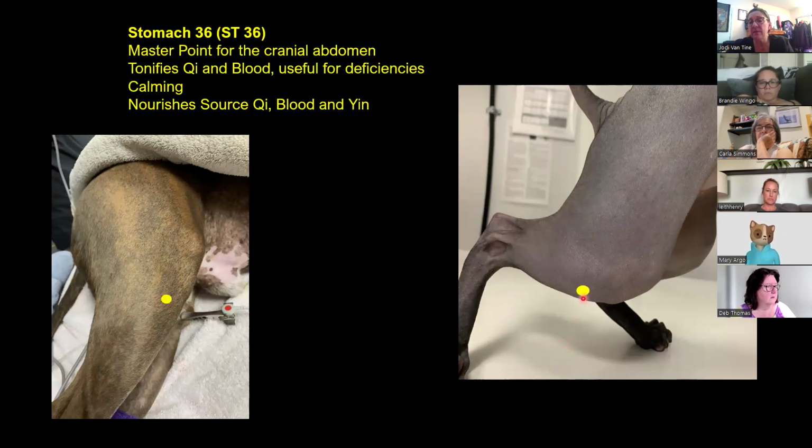And then this is a Sphinx cat. I just kind of wanted a different perspective. Again, here's the knee, here's the bony prominence. This is where the kneecap attaches, and stomach 36 is here in the belly of that muscle.